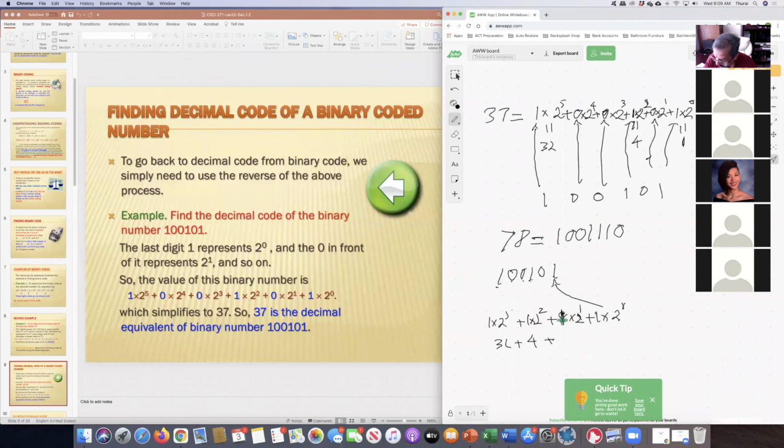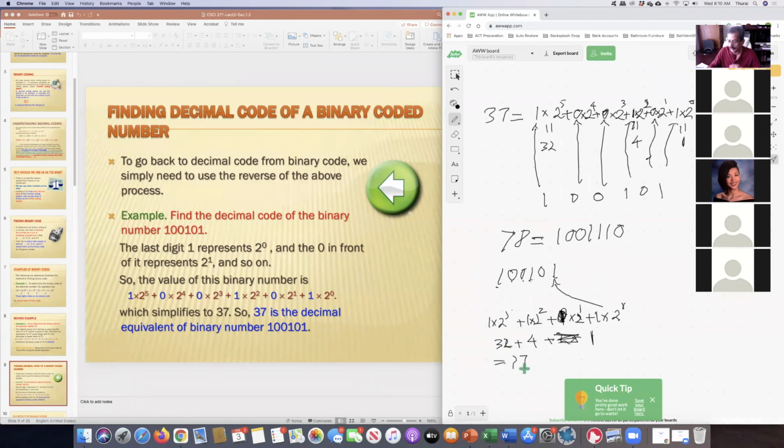Yeah. So that's 2 plus 1 times... no, this is 0, sorry. Yeah, this is 0, so that doesn't... no, 2. 1 times 2 to the 0 is just 1. So 32 plus 4 plus 1 is 37.